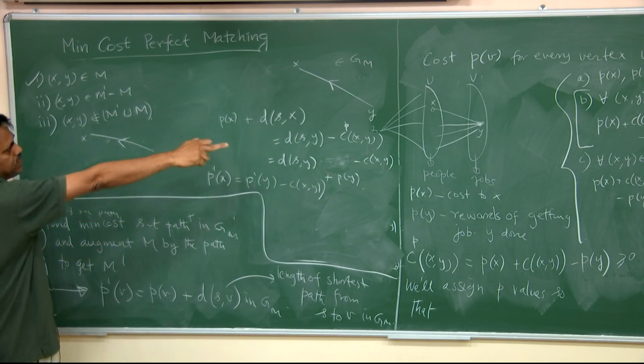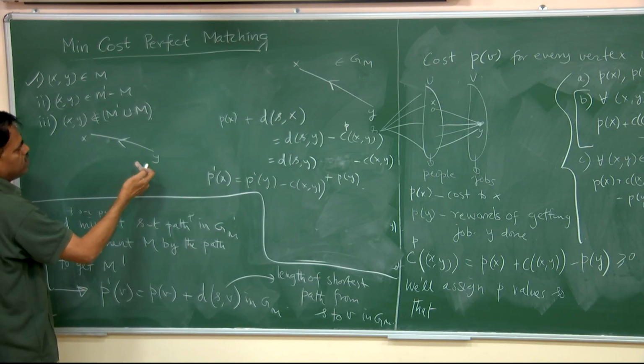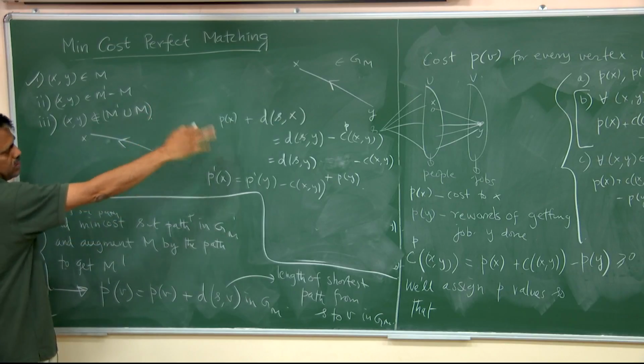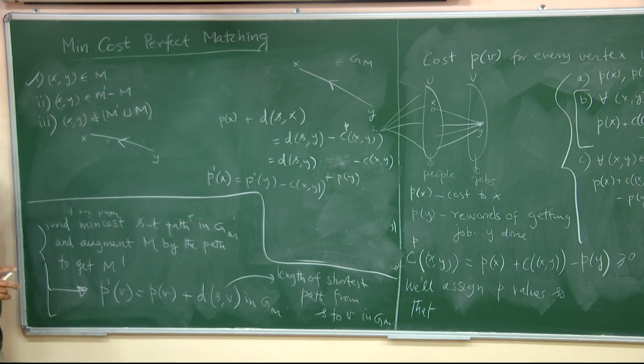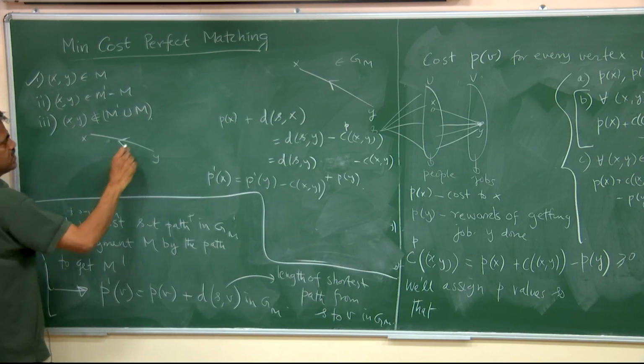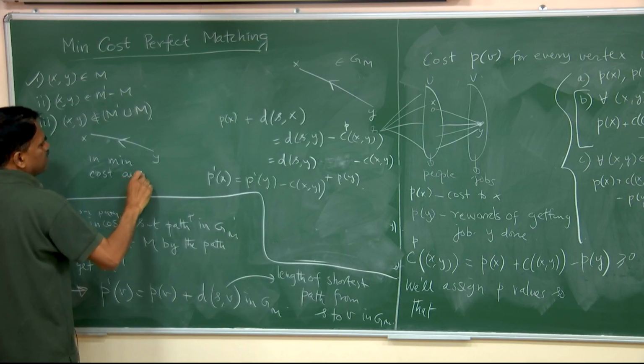So I have the same thing, that dsx is equal to dsy minus cxy, and the whole thing is true. So it is true that I have it for that as well, because this is in the shortest min cost augmenting path.